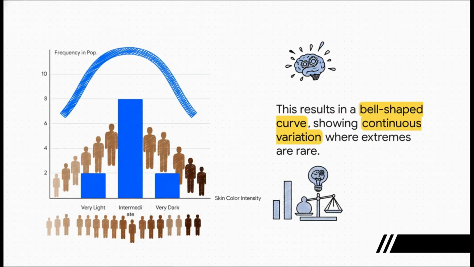And this is what's so cool. It perfectly explains what we see in a whole population. Because of that additive effect, you don't just get a few distinct categories. No way. You get what we call continuous variation. And when you plot that on a graph, it usually makes a nice bell-shaped curve. The extremes, like very light or very dark skin, are pretty rare, but the intermediate shades, that's where most people fall. And this doesn't just apply to skin color. It's the same for height, for weight, and even for intelligence.